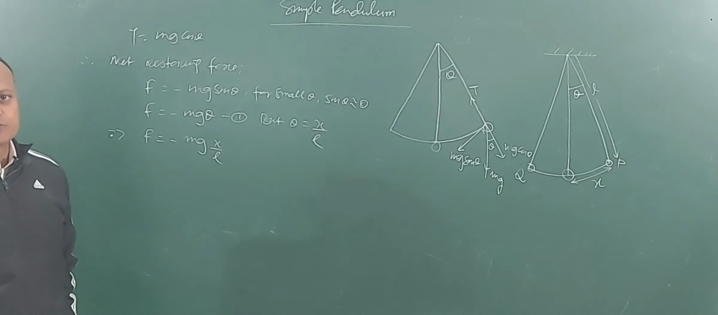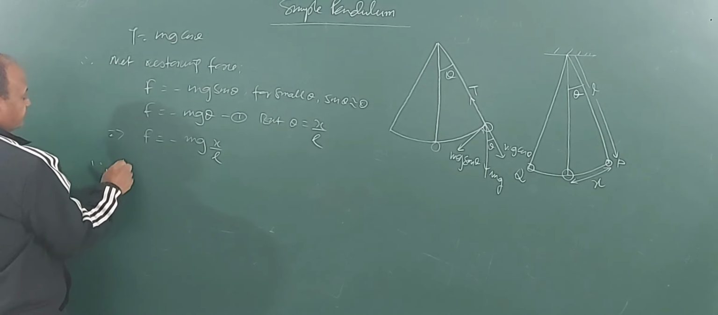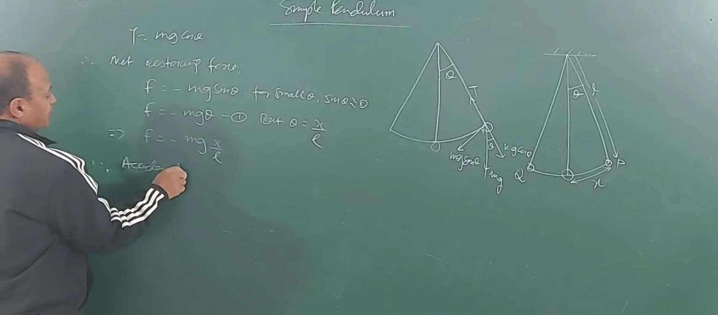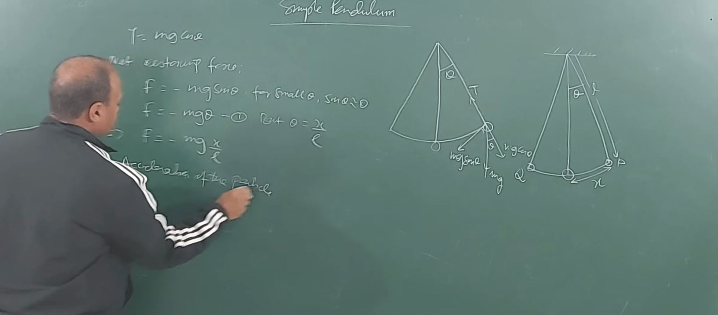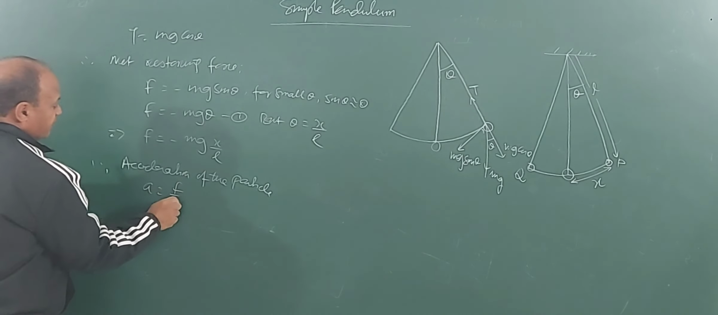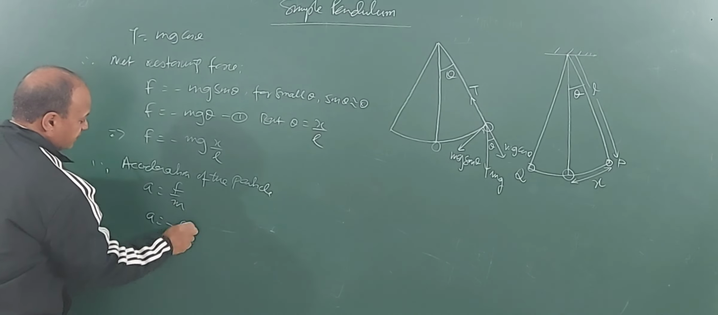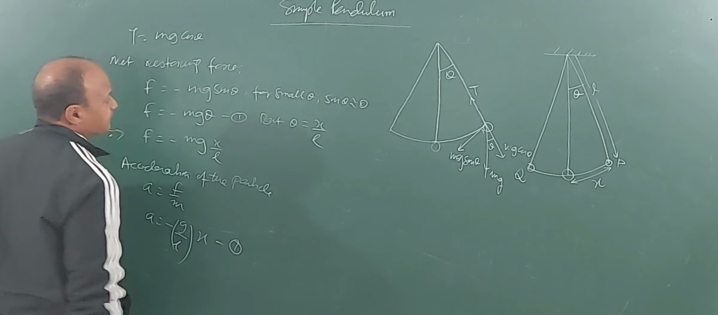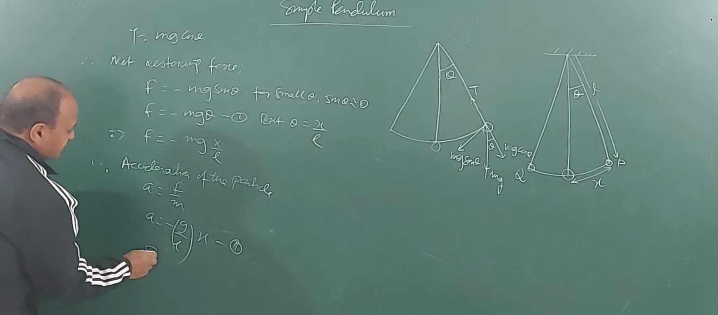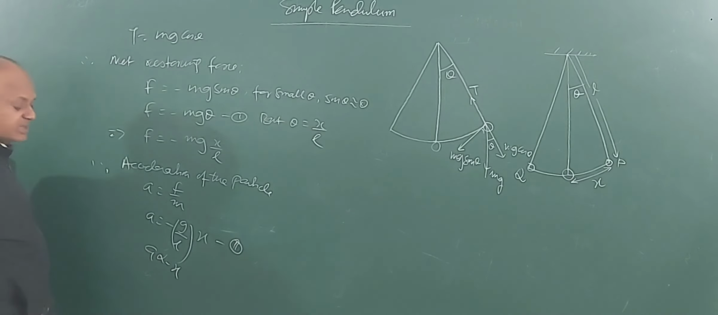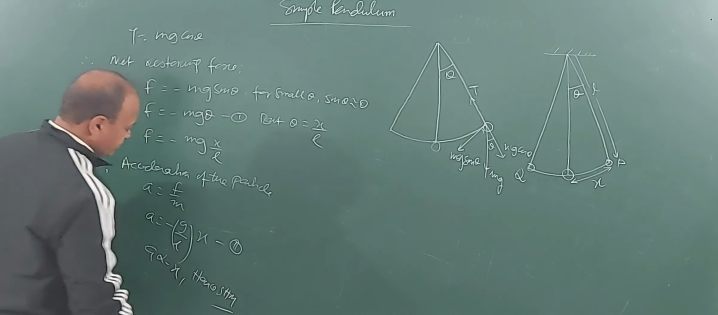So you got the restoring force, and once you know the restoring force, you can calculate acceleration also. Therefore, acceleration of the particle a is equal to F by m, minus m will cancel out, g by L into x. Clear? This is equation 2. So acceleration is directly proportional to minus x. Hence, motion is simple harmonic motion.